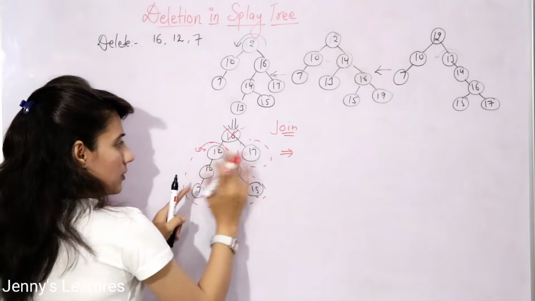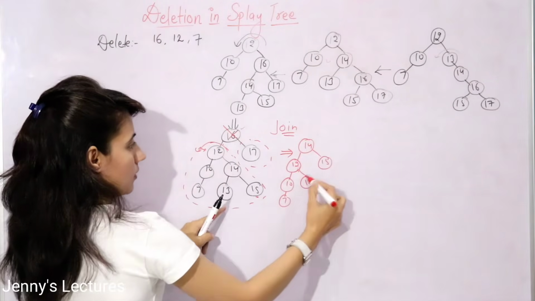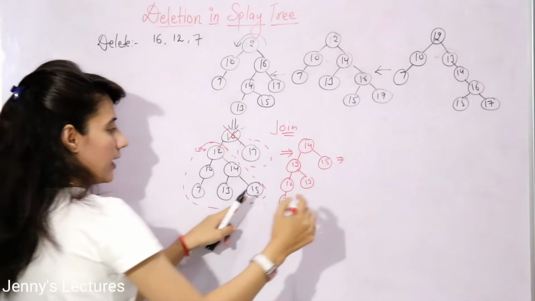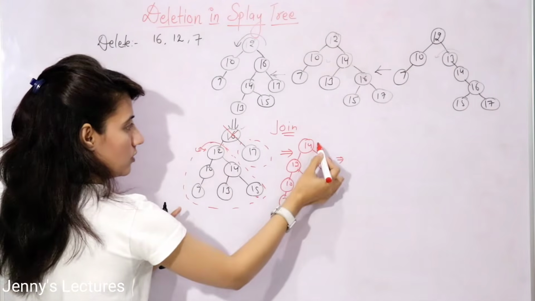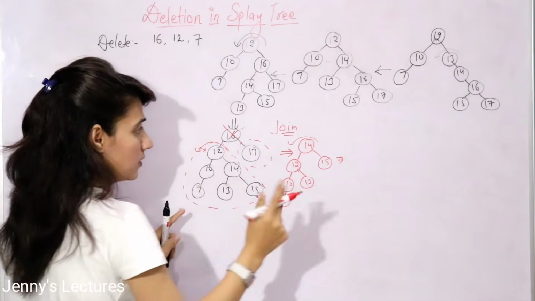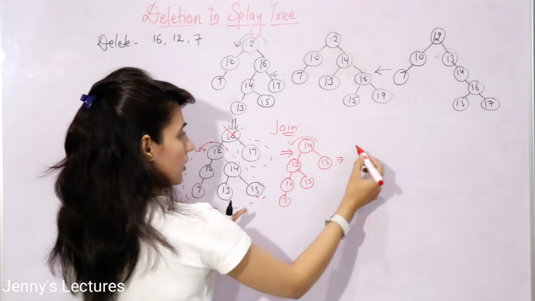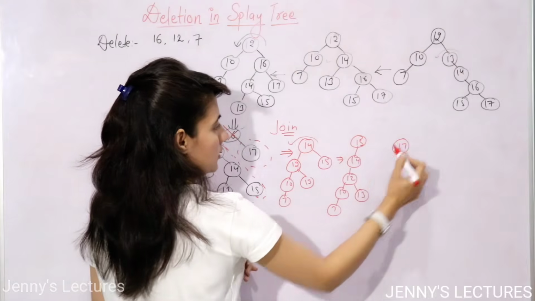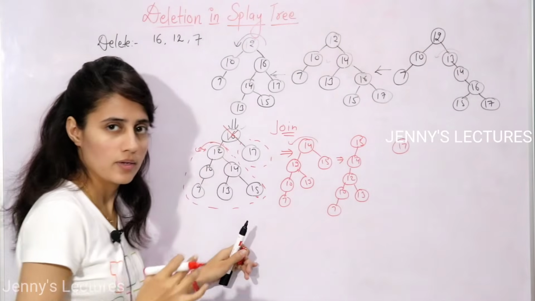So now this left subtree would be, right, again second rotation, left rotation, because here we need to perform two left rotations, left, left. So again perform left rotation on 14. So now the tree would be, so now this is the left subtree, this is the right subtree, right?